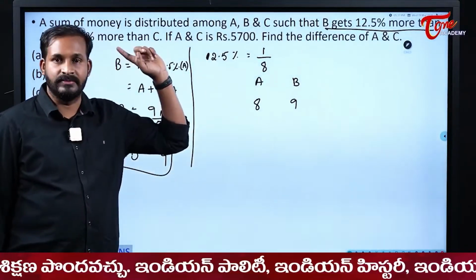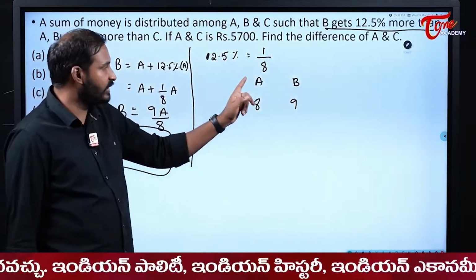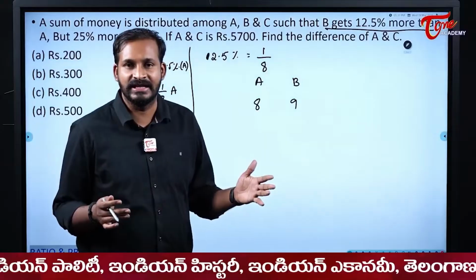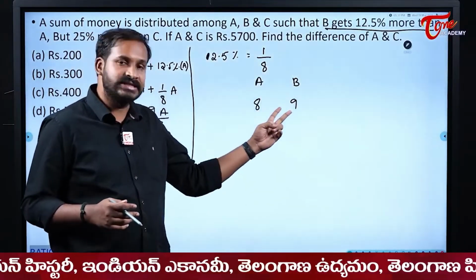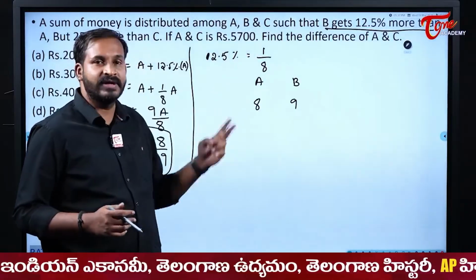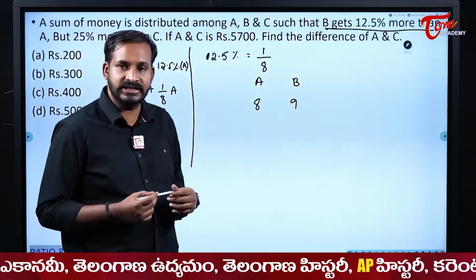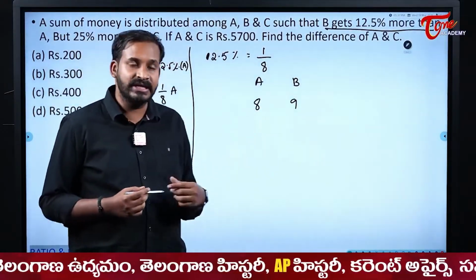We applied that concept, our percentage concept. Please try to recollect: if one value is greater than the other one by 12.5 percent, we use the same concept. So here 12.5 is 1 by 8. So that means, A and B relation, what can I write? A is 8 parts and B is 9 parts.